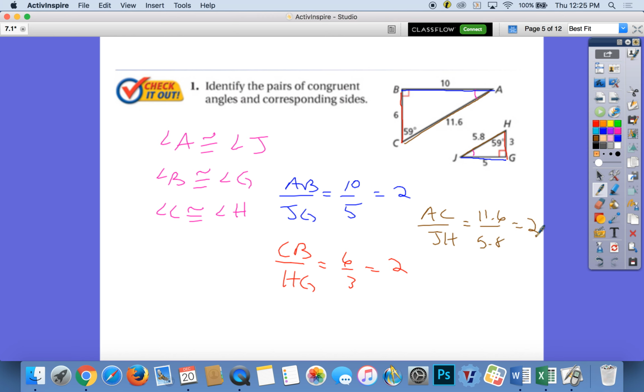So we checked both boxes. We showed that the angles are congruent, and we showed that the sides are proportionate. If you prefer to switch these and get 1 over 2, 1 over 2, 1 over 2, that's perfectly fine.